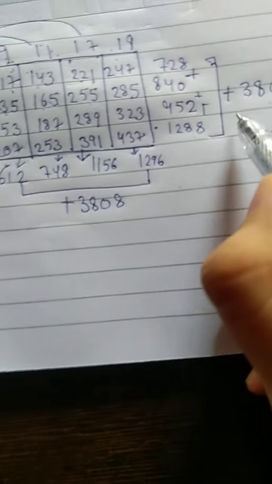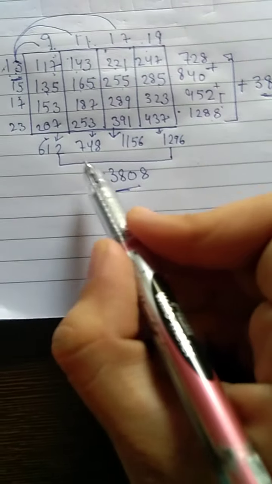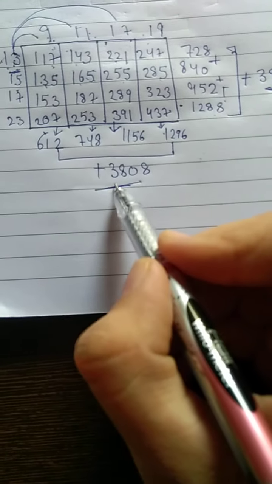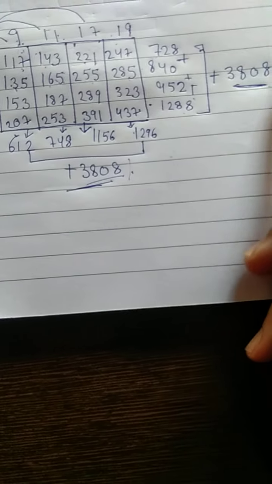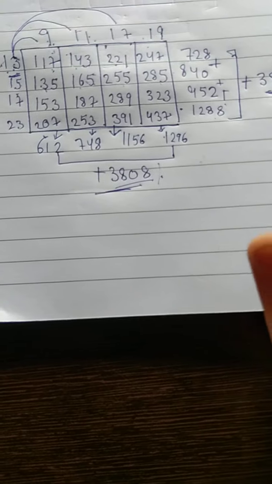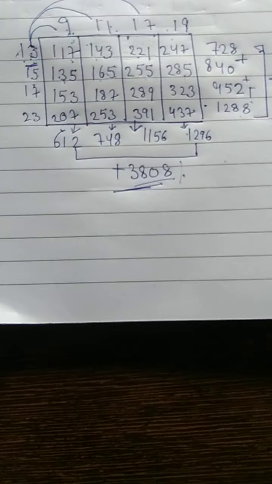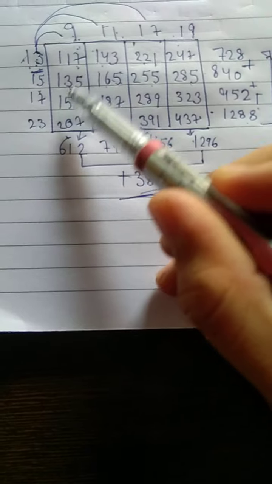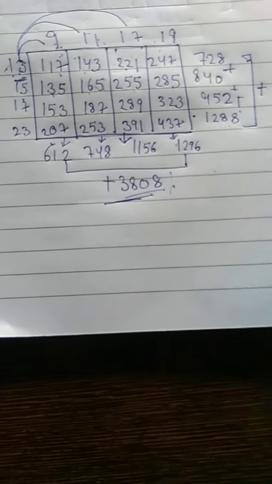Here you will notice that both the values are the same. That is, by adding them row wise as well as column wise, you will get the same value, 3808 here and 3808 here, which means you are doing the correct calculation. And if there is some discrepancy, some difference between these two values, then it means there is some miscalculation. Either you have made a mistake in multiplying the values or adding the values.